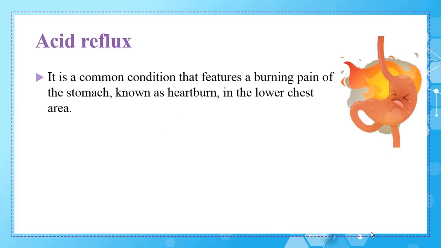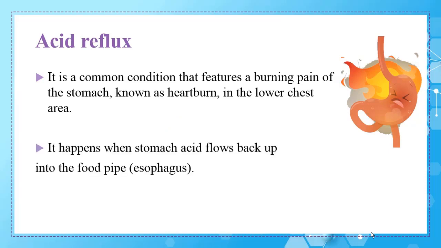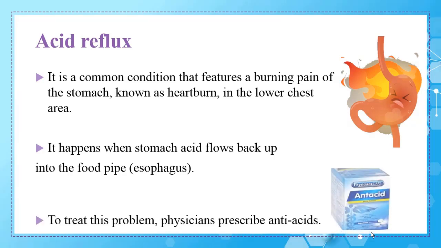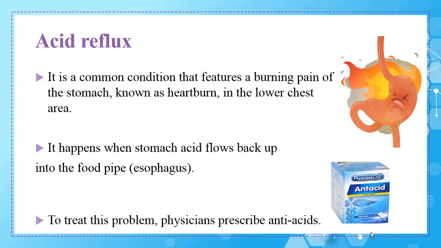The stomach contains hydrochloric acid, a strong acid that helps break down food and protect our body against pathogens such as bacteria. The lining of the stomach is specially adapted to protect it from the powerful acid, but the esophagus is not protected. When stomach acid passes to the esophagus, the food pipe, the symptoms of acid reflux are felt. To reduce these symptoms, we use a class of medicinal drugs called antacids.